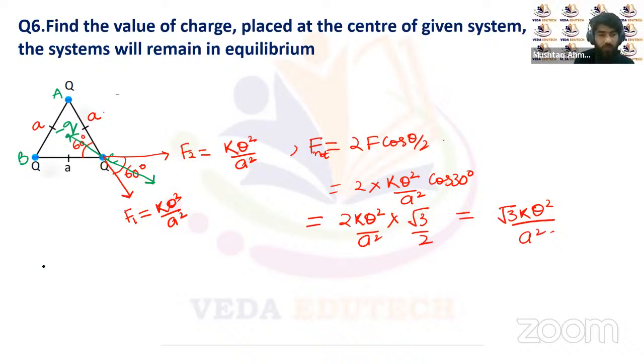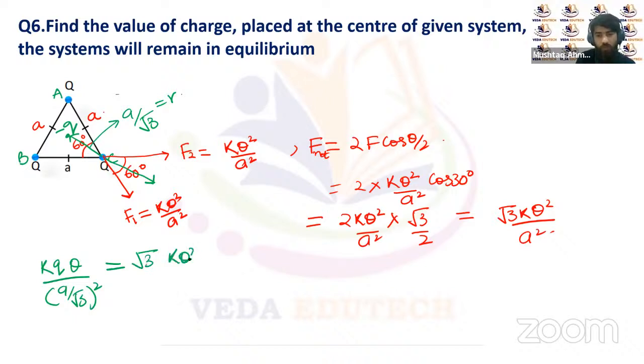So the magnitude of the force here will be equal to kqQ upon the distance between the centroid and one of the corners, and that's a upon root 3, right? It's the distance between the centroid of a triangle and one of the corners. So kqQ upon a by root 3 whole square. This must be balanced by this force, root 3 kQ square upon a square, right? They should be equal, right?